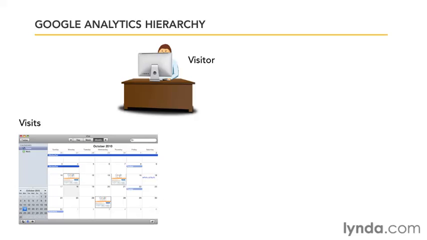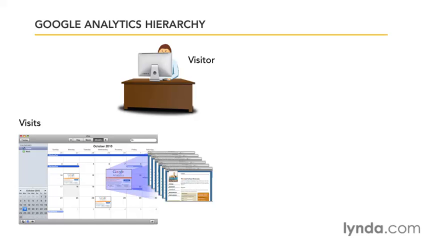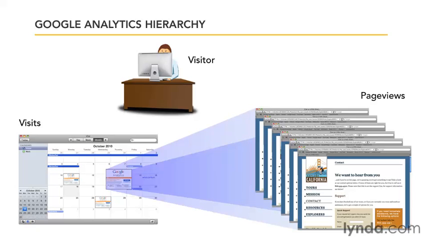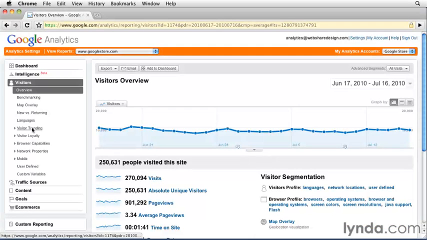A new visit starts anytime you either open a new browser or let more than 30 minutes lapse since the last page you saw on that site. So if you go have lunch and then come back to the site afterwards and continue browsing, that will look like a new visit to the site since it's been more than 30 minutes since your last page view. Visits are also known as sessions. And finally, each of those visits to the site can browse through multiple pages or page views during that particular visit.